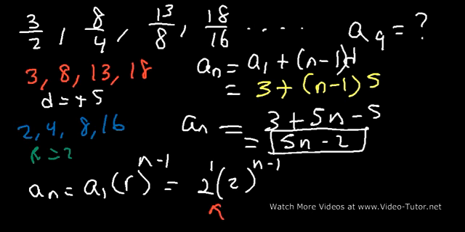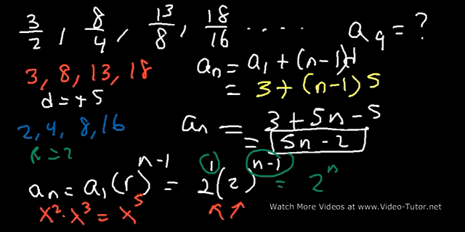Because the bases are the same, we can add the exponents. For example, x squared times x to the third is x to the fifth. 2 plus 3 is 5. We can only do that because the base x is identical. Now, because the base 2 is identical, 1 plus n minus 1 is just n, because 1 plus negative 1 is 0. So therefore, this pattern of numbers can be explained by 2 to the n.